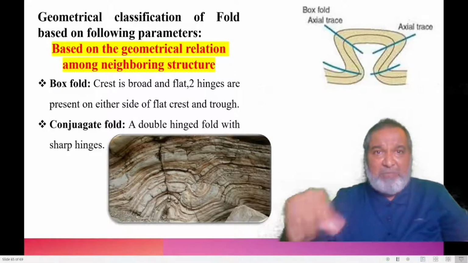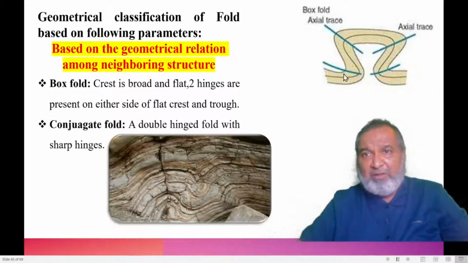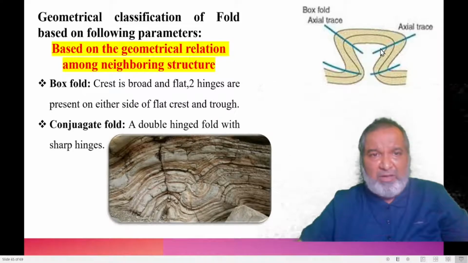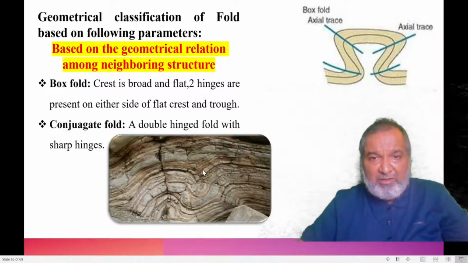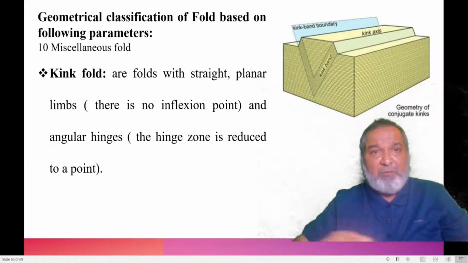Again, based on the geometry, you can have the box fold. You can see a perfect one. The box fold will be there, and these are the actual traces of that. Then the conjugate fold, a double hinge fold. This is one and this is two. So two hinges will be there. So that is the conjugate fold.